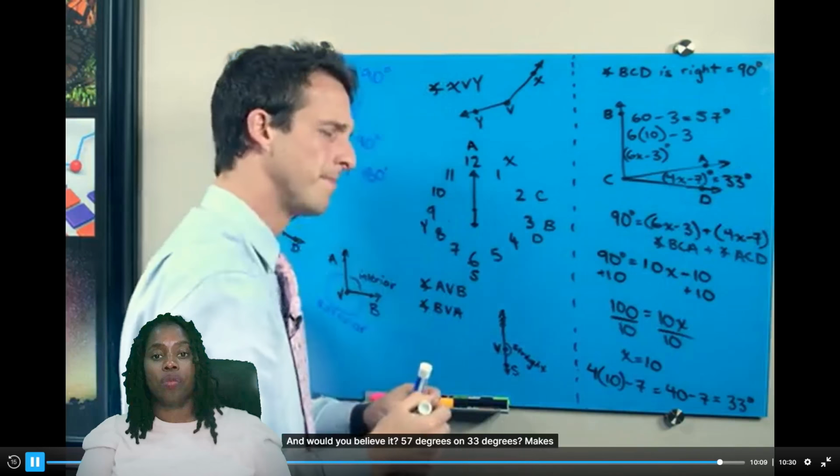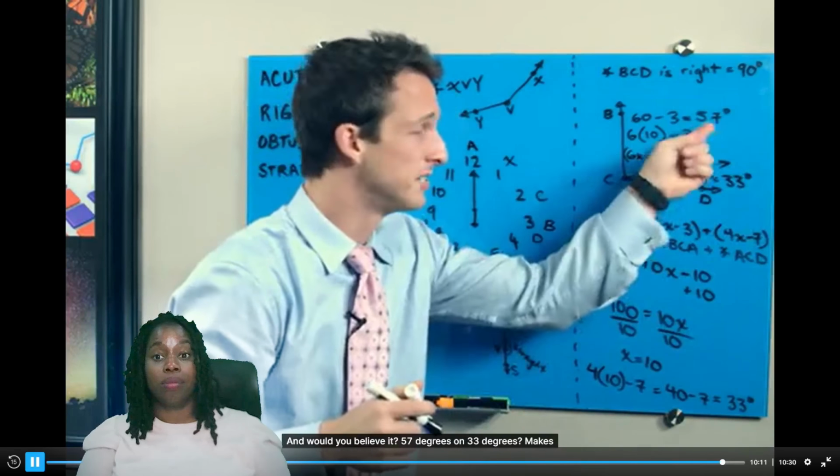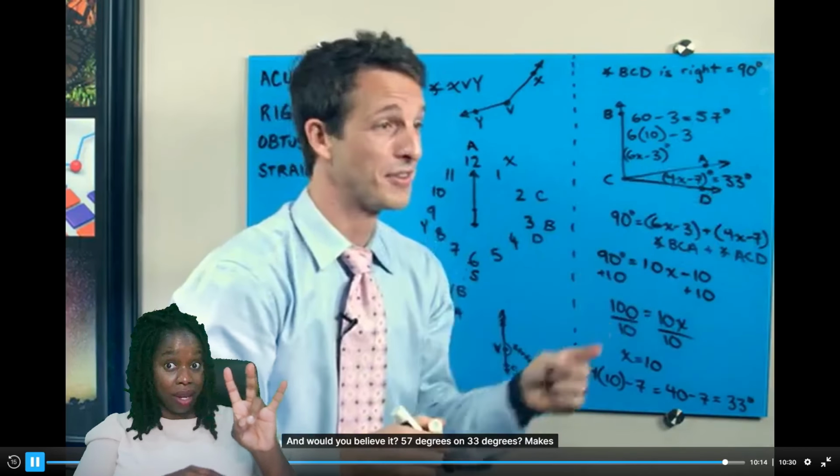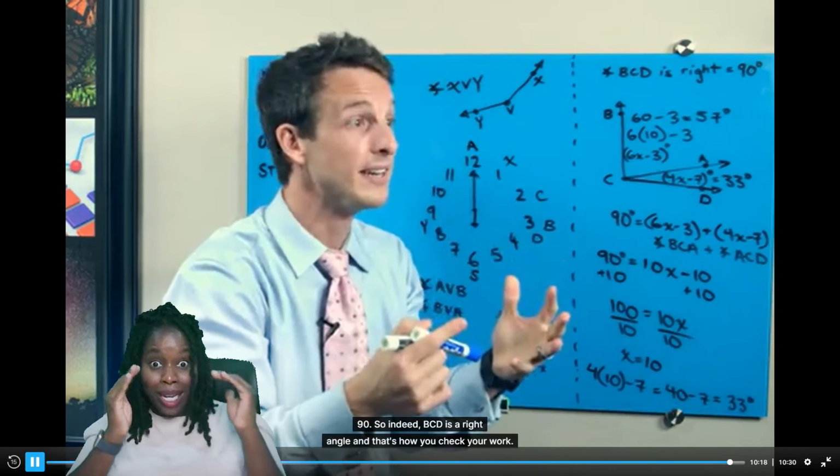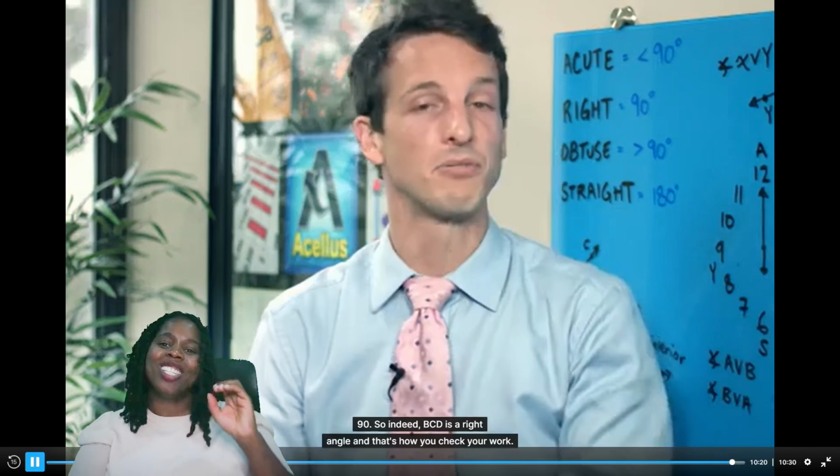And would you believe it? 57 degrees and 33 degrees makes 90. So indeed, BCD is a right angle, and that's how you check your work.